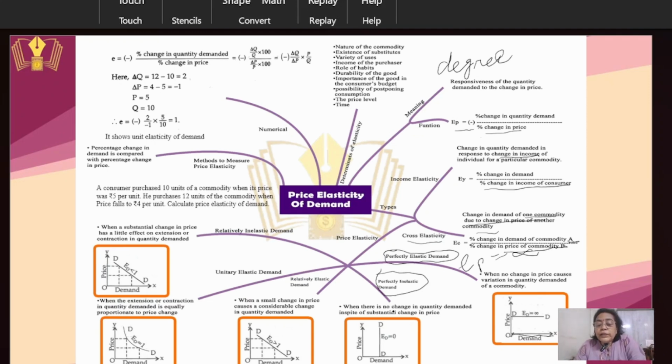Next comes perfectly inelastic demand. Over here you see, there is no change in the quantity demanded in spite of substantial change in price. Price is changing, but demand remains the same. There is no change in the demand. That means it is perfectly inelastic, no change in the demand at all. And we can write it as EP, or ED, equals 0.